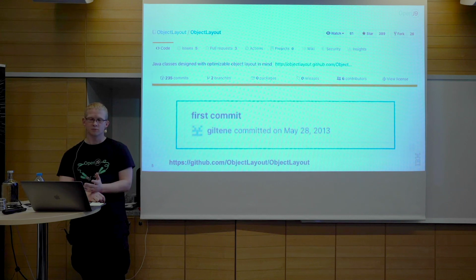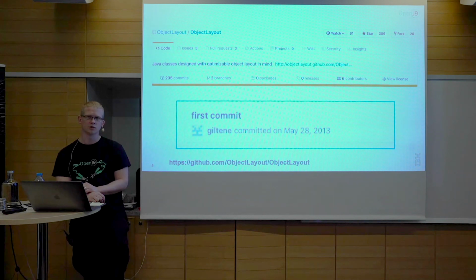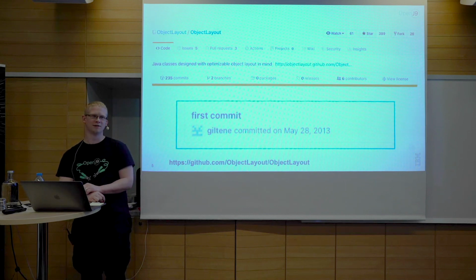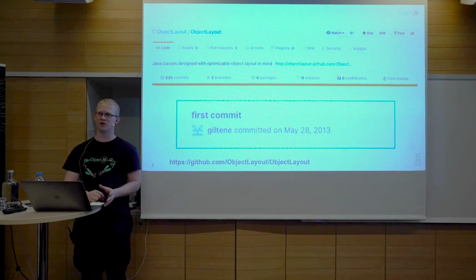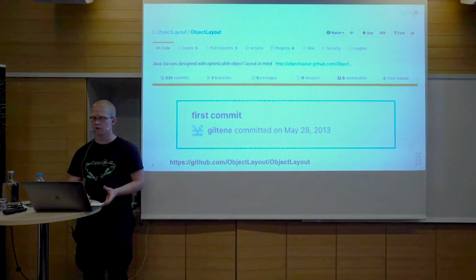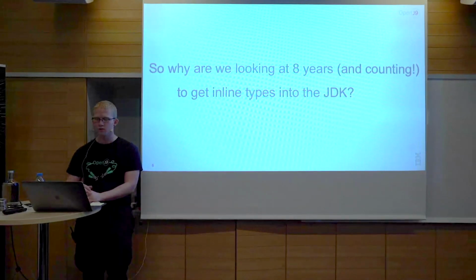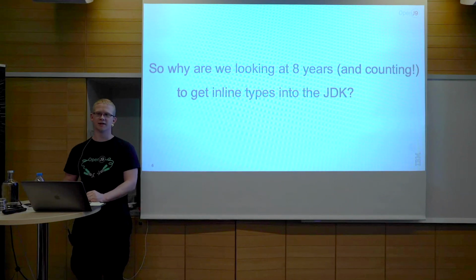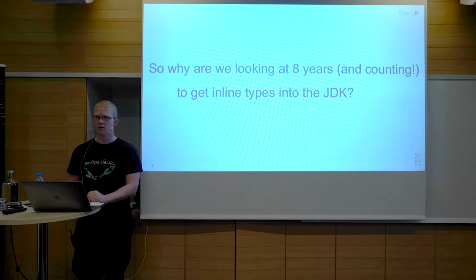And not only this, but if you dig around hard enough, you can find references to efficient class prototypes from James Gosling that date back to 1999. So this is not really a new problem in the Java world. This is a problem we've known about for a long time. So why are we looking at 6 or 8 years and counting to get inline types into Java? And what's this key problem that we want to solve?